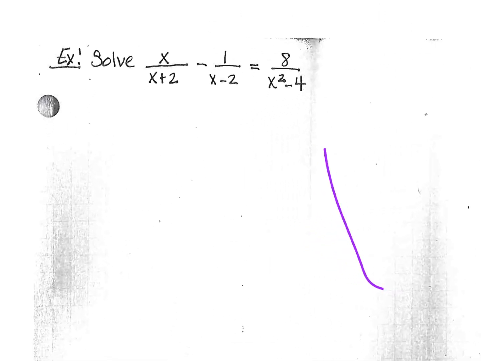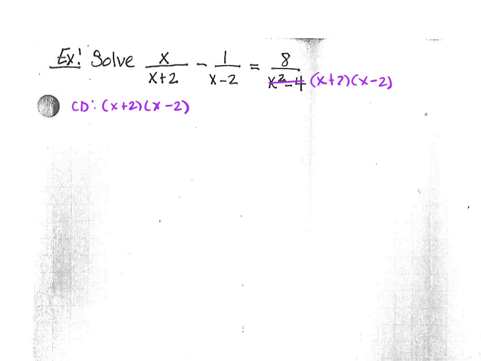So let's look at this last one. I'm going to work through it very quickly because y'all know I want you to see where the extraneous solutions come into play. So we have a common denominator. This becomes what? X plus 2, x minus 2. So my common denominator is x plus 2, x minus 2. Yes? Okay. So let's just work this through.